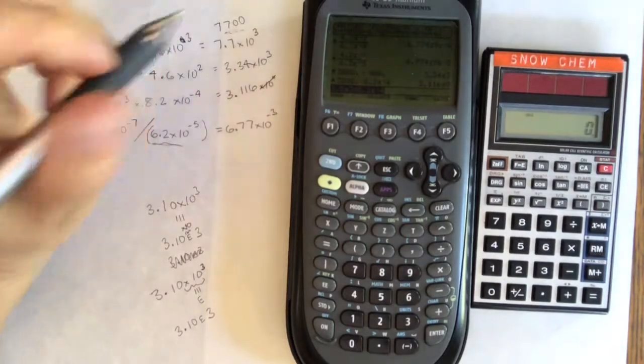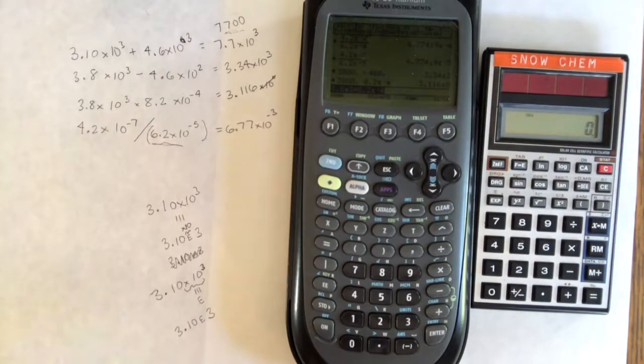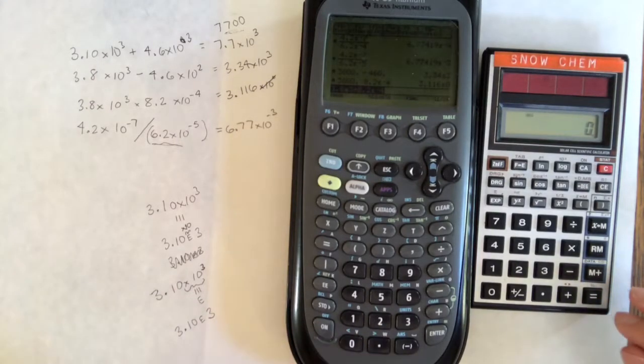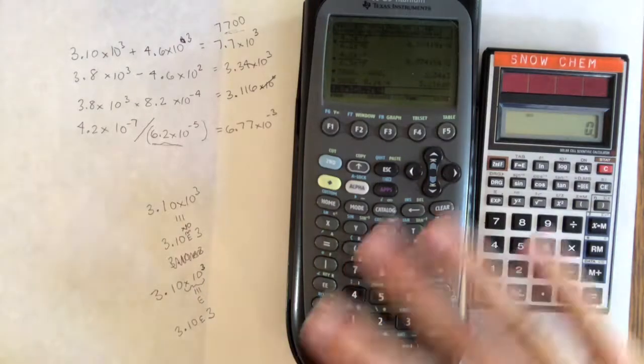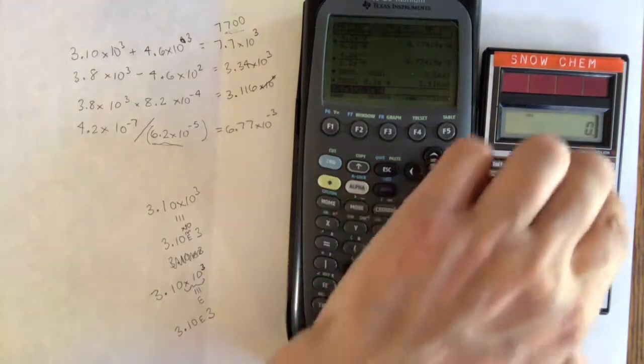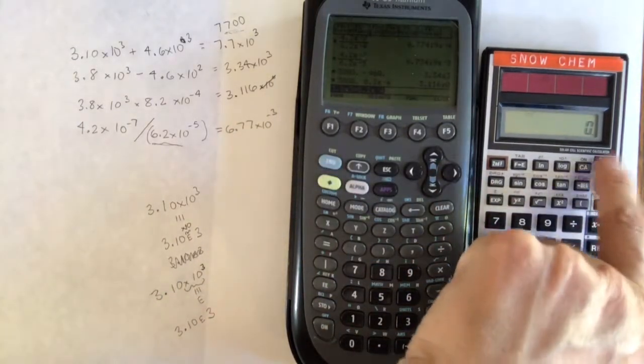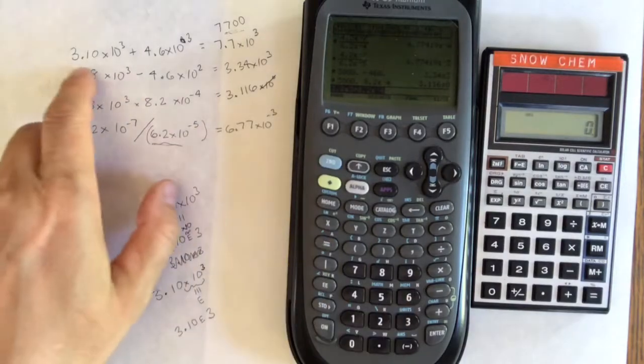So 3.116. Okay, so that's calculating these numbers with the TI, and I think that most of the TIs are pretty similar to this one. Now let's do it on this other calculator. On this other calculator, first of all, you want to make sure that everything's cleared. And let's do this first one.